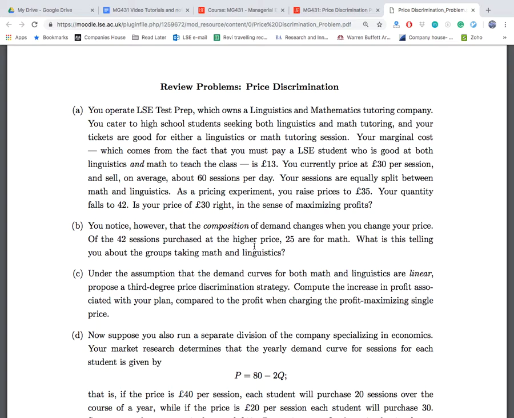Your sessions are equally split between math and linguistics. As a pricing experiment, you raise the price to 35, your quantity falls to 42. Is your price 30 right in the sense of maximizing profits? Let's think about this question.